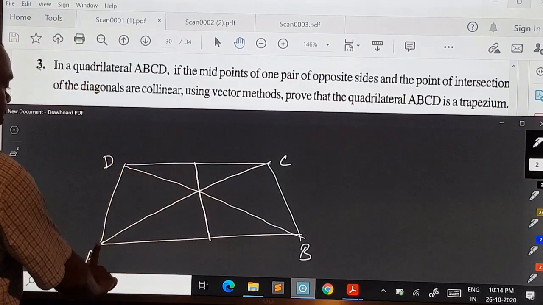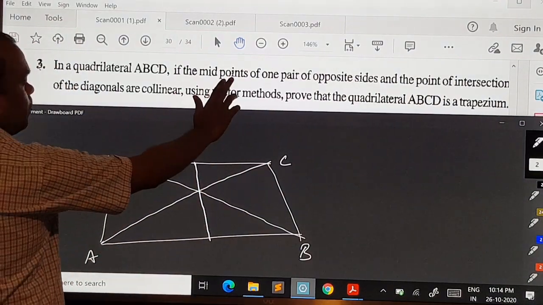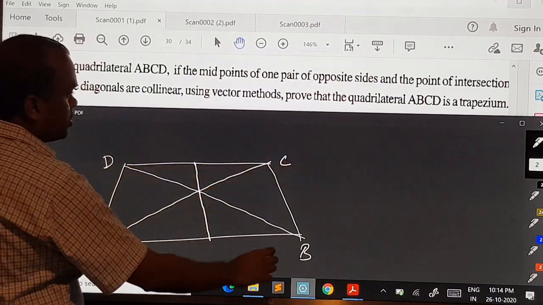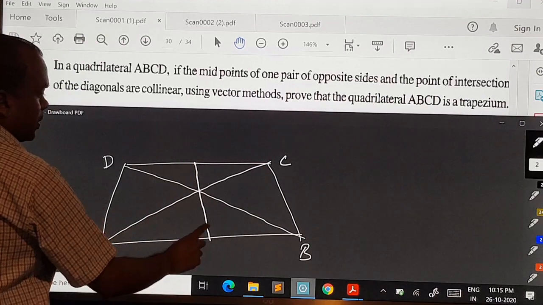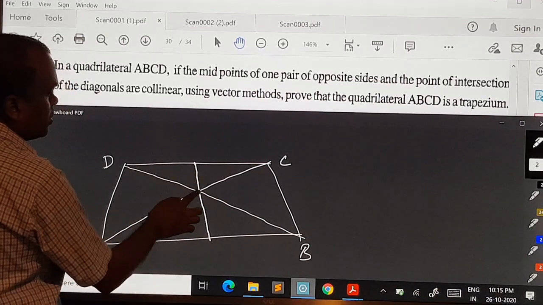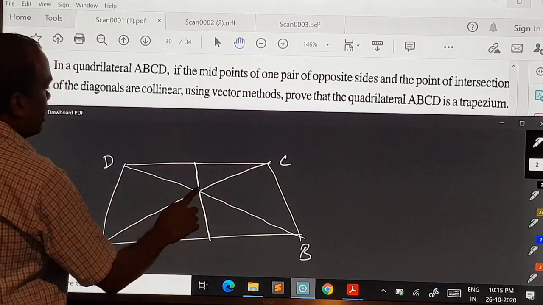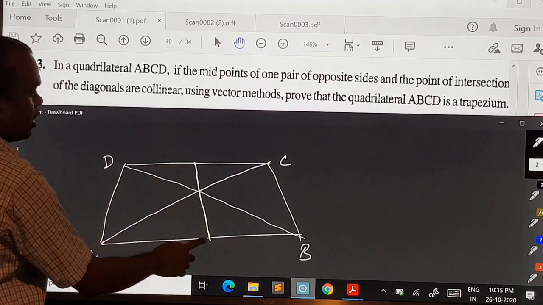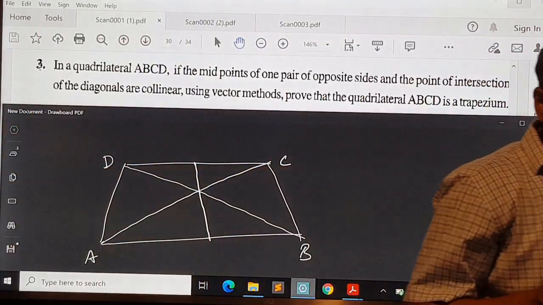So I have a quadrilateral ABCD basically. Midpoints of one pair of opposite sides, I am considering these two sides, their midpoints. So midpoints of a pair of opposite sides, and the point of intersection of the diagonals, these three are collinear. Now we have to prove ABCD is a trapezium.